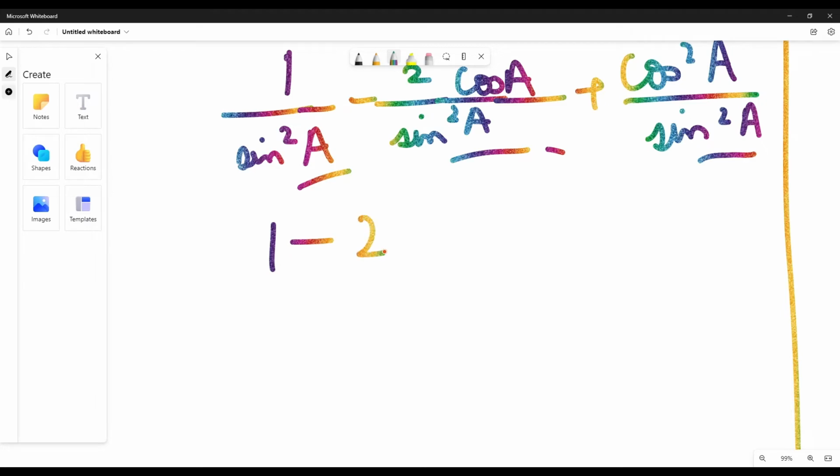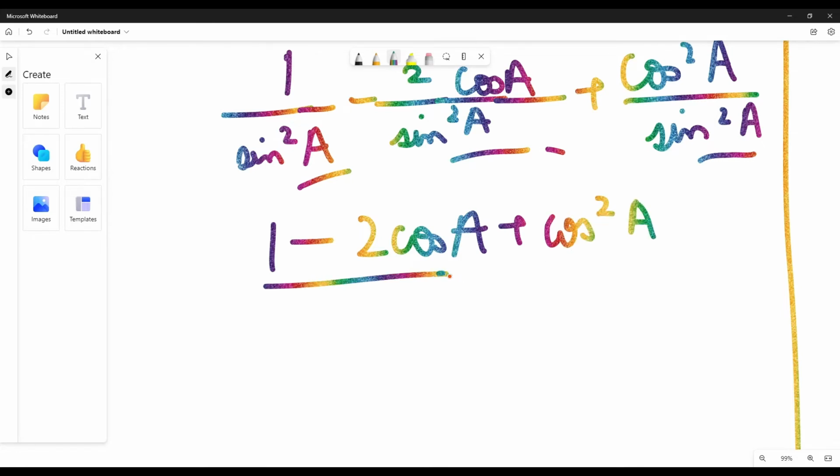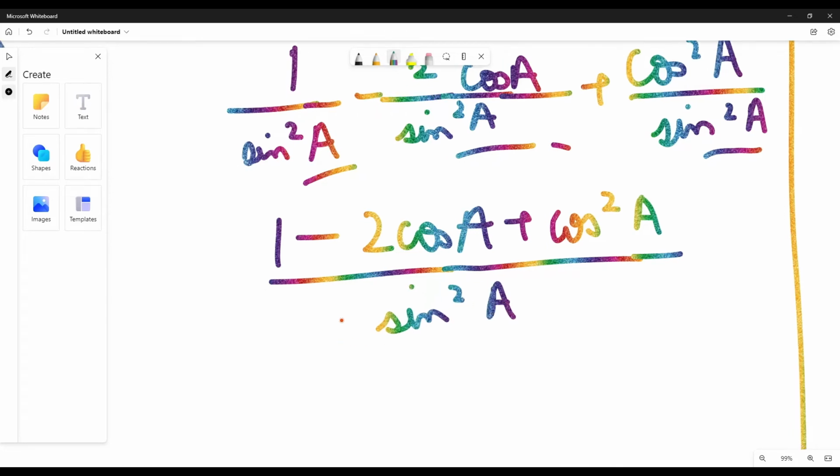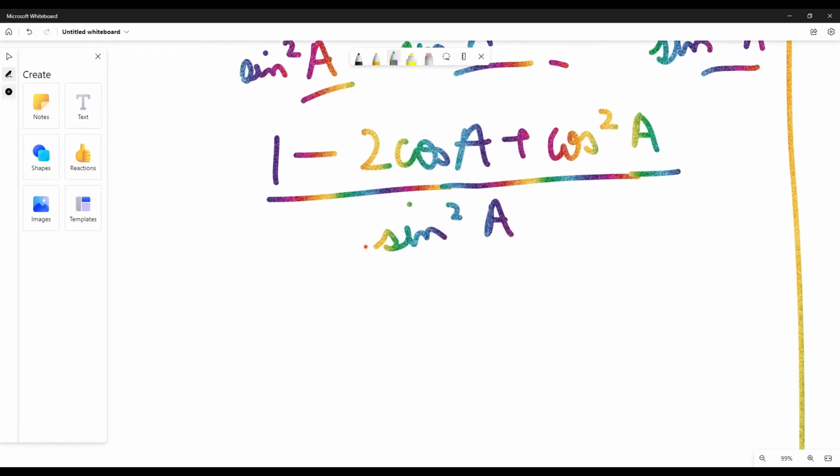1 minus 2 cos a plus cos squared a. And if it is like this, you can even solve it. You don't need to bring that cos squared a in the front and 1 to the back. That's not always needed, no? So yeah, over sine squared a. Now you'll think, what can we do with this?